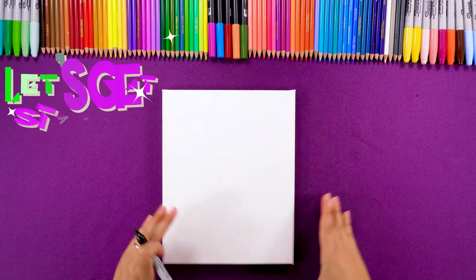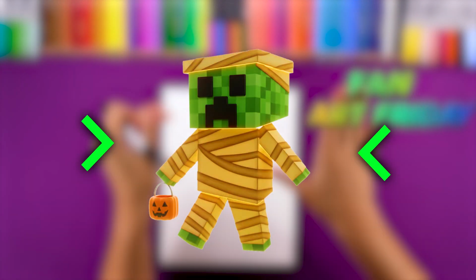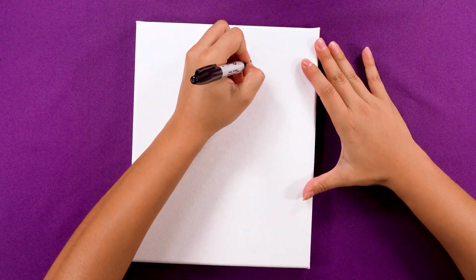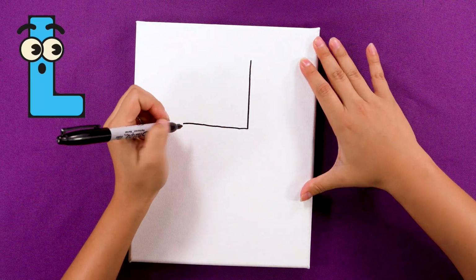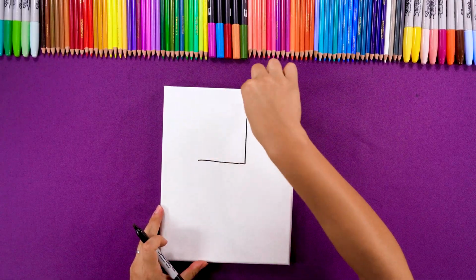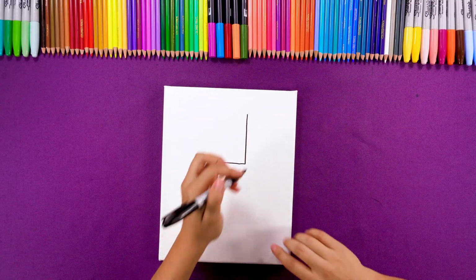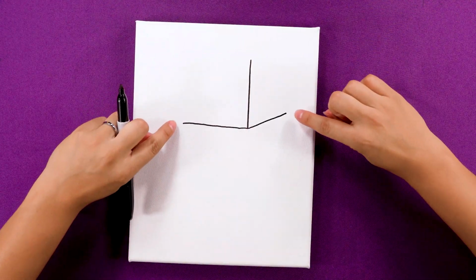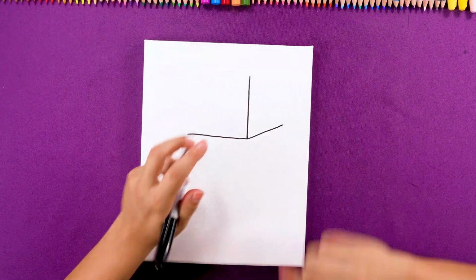Alright guys, so let's get started with our Fan Art Friday. It's going to be Creeper from Minecraft, but a mummy version. So what we're going to do is make a line that looks like a backwards letter L. So we did the backwards L, leaving some space at the top, and it's a little bit more to the right. Then from this point, we're going to make a diagonal line. And then we're going to make two vertical lines at each point that's just a little bit shorter than this one.